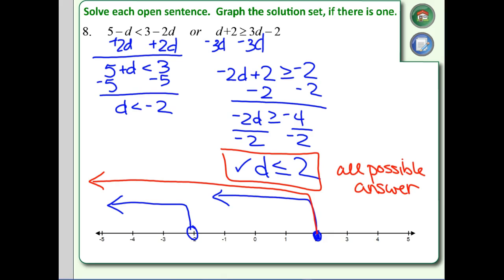So in recap, conjunctions and disjunctions, compound inequalities.